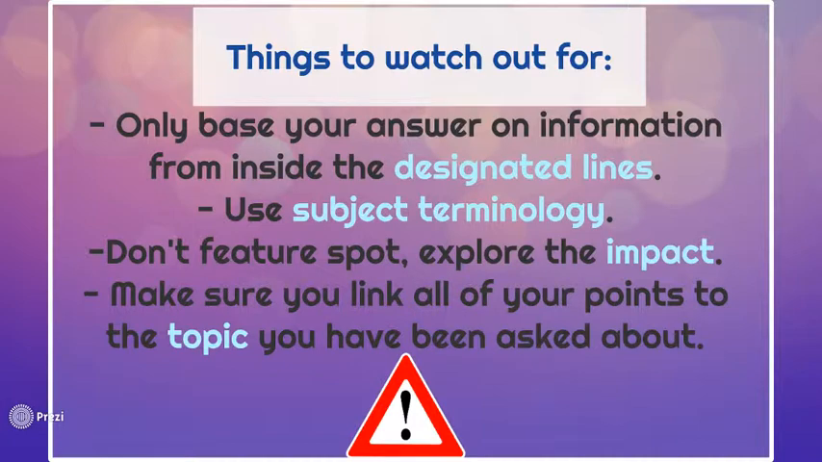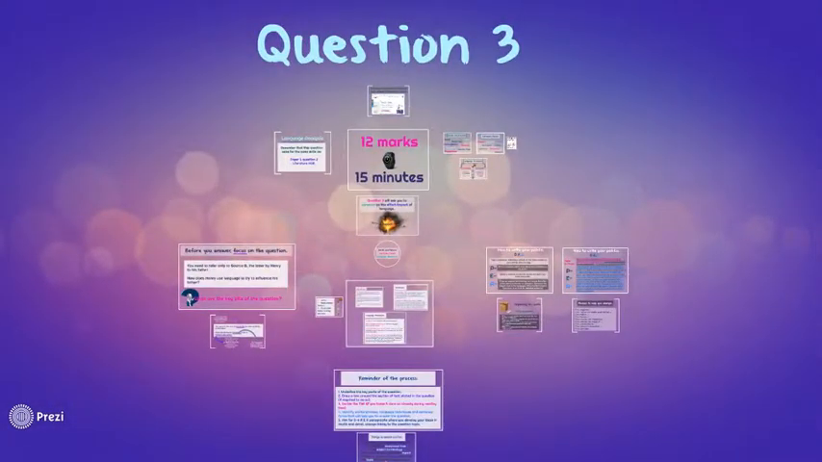Don't be tempted to just feature spot, and by that I mean saying, oh, there was the use of a simile on line whatever. It's not going to get you any marks. You have to actually explore the impact if you're going to get anywhere in this question. So don't feature spot, use the technique or the word that you've found in order to unpack what's really going on and the feelings behind the writing. Make sure you link all of your points to the topic that you've been asked about. So again, that all comes down to that question focus. So do make sure that you analyse the question before you even begin to answer it and highlight all of those key bits. So that is everything for question 3.